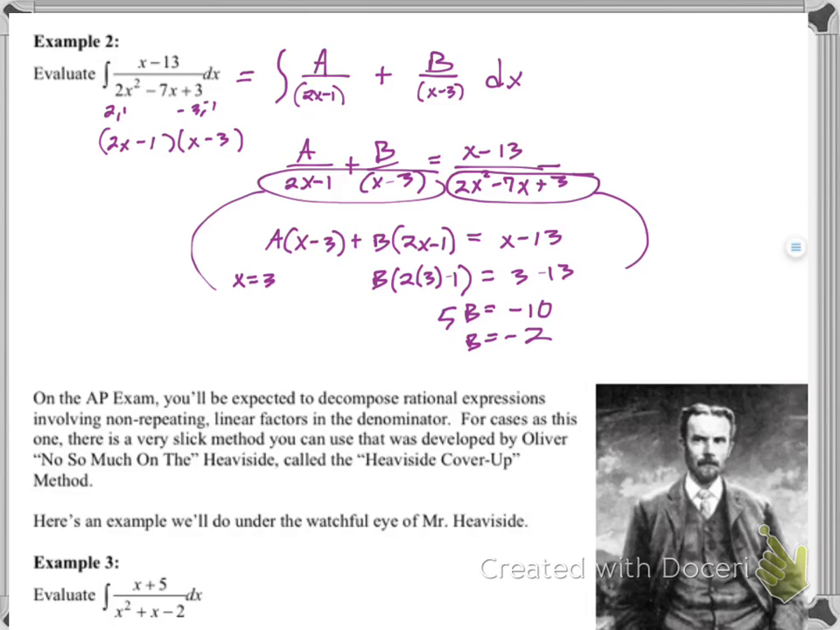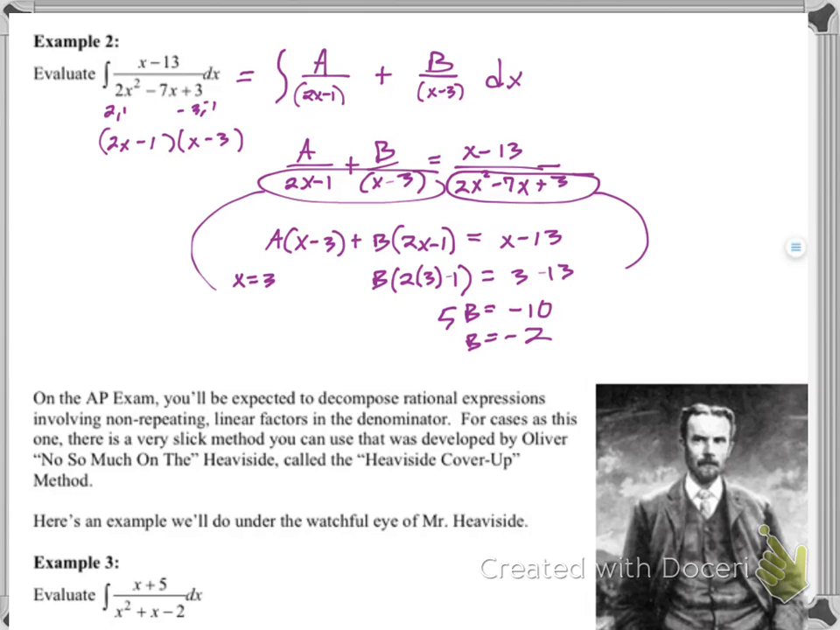You actually pick an x that makes A or B cancel. So I picked x equals 3 first. That makes A times 0, which cancels that A part, makes it go away. And then what we have on the right is B, and then see in the parentheses there, 2 times 3 minus 1. And then where there's an x on the right-hand side, you also put the 3. So you get 3 minus 13. If we solve for B, we get B equals negative 2.